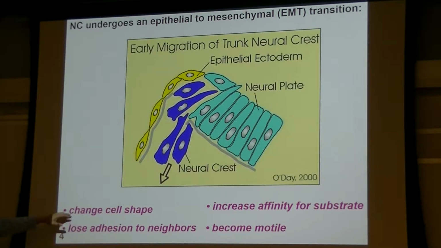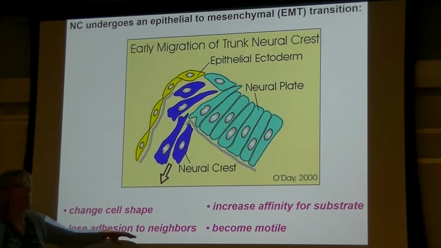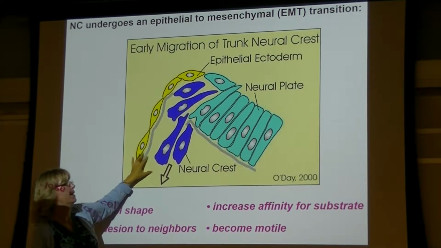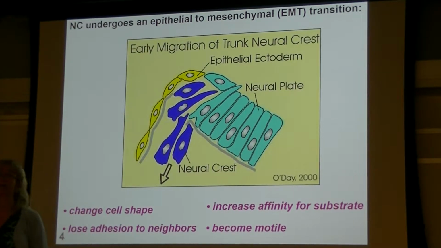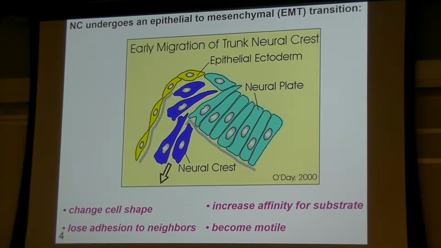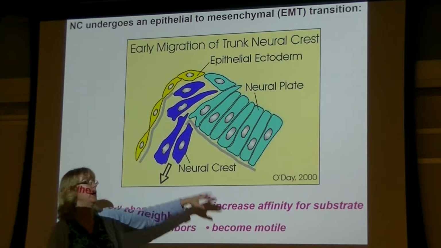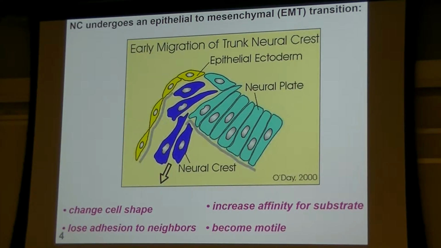They have to change their cell shape. They have to lose their adhesion to neighbors. They may have to increase their affinity for other things out here in the environment. So substrates like extracellular matrix or additional types of neighbor cells become more attractive to them. And they want to then move towards those regions and away from being part of this epithelium. So this is a critical step in the formation of neural crest cells.